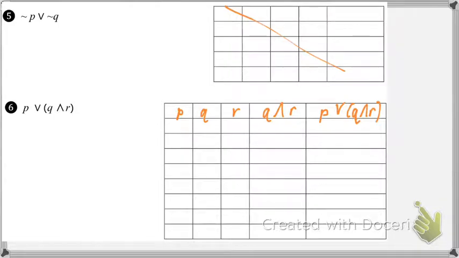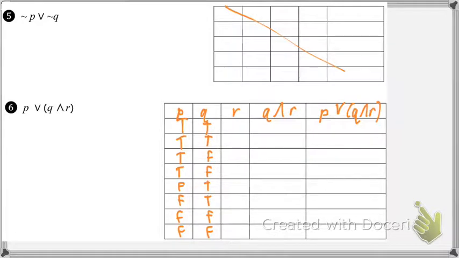So now for our P's, we said we always want to organize these how? First half true, second half false. So true, true, true, true, false, false, false, false. Now this is where it gets a little bit different because now we have 3 statements rather than 2. When we had 2, we alternated the second one. We don't want to alternate here though. We want to go double true, double false, double true, double false.